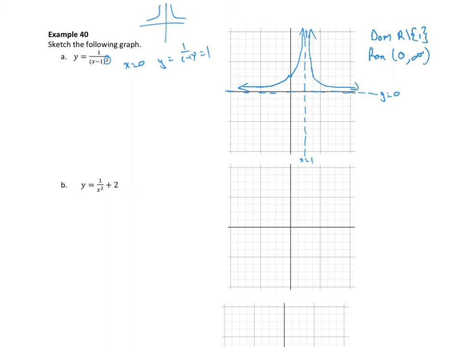As opposed to something like B, where there's no horizontal shift, but we've moved up 2 units. So we're clearly up at y equal to 2. Vertically, we haven't changed, so we're at x equal to 0.